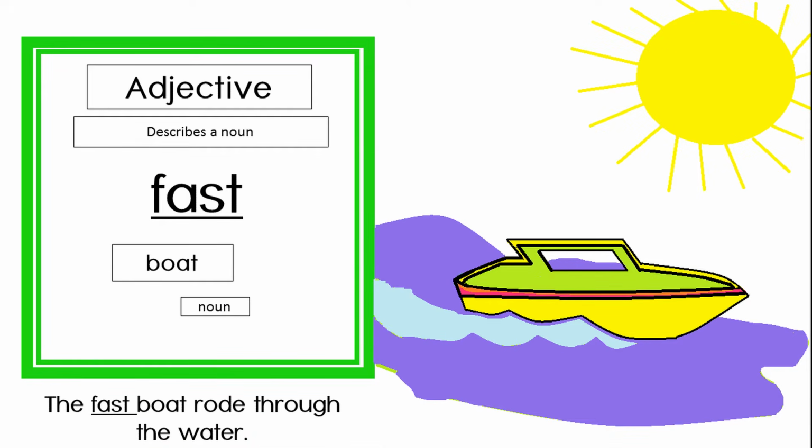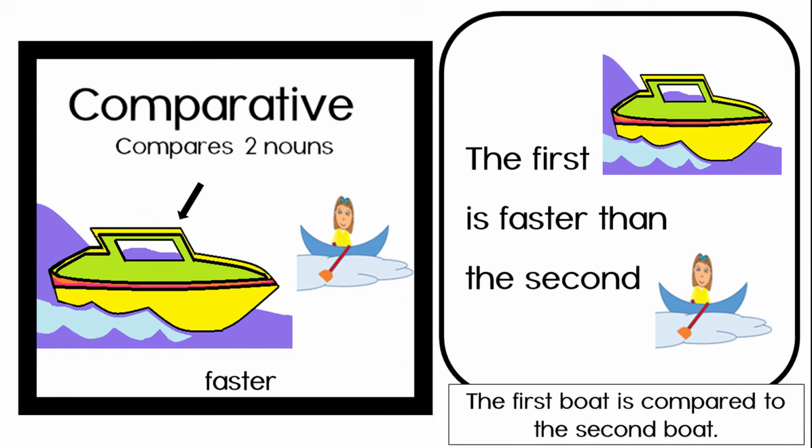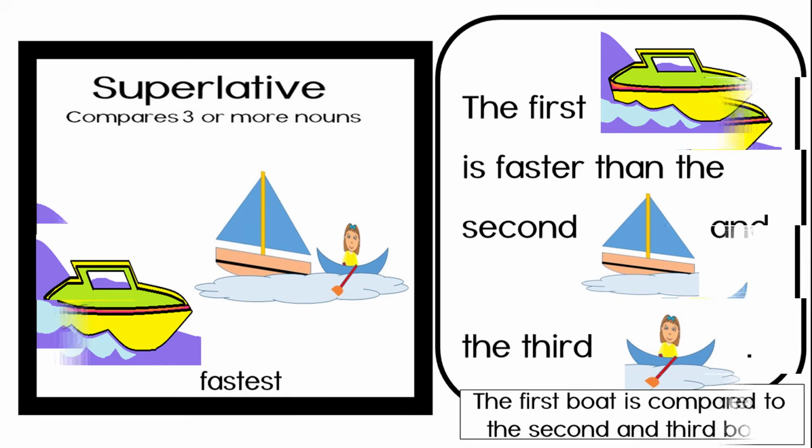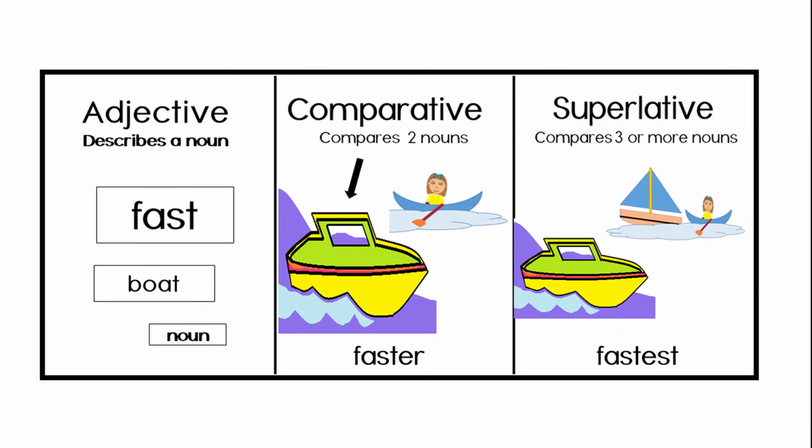The fast boat rode through the water. The motorboat is faster than the rowboat. The motorboat is the fastest compared to the sailboat and the rowboat. Fast, faster, fastest.